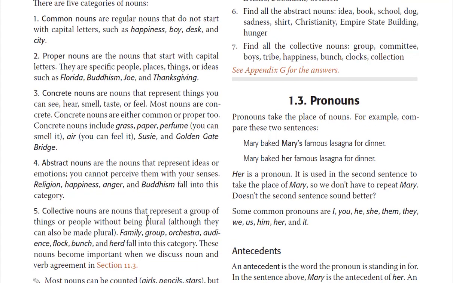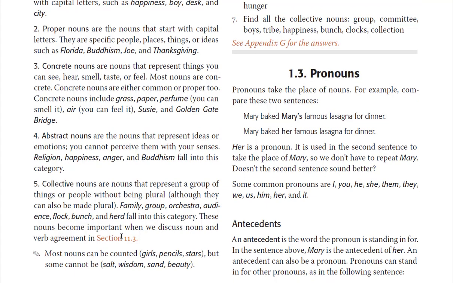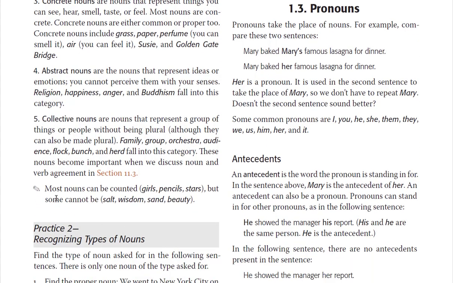Collective nouns are nouns that represent a group of things: family, group, orchestra, audience, flock, bunch, and herd. Although these nouns look plural, they are not plural and always take a singular verb when you have subject-verb agreement. Most nouns can be counted: girls, pencils, and stars. But some non-count nouns cannot be counted, such as salt, wisdom, sand, and beauty. You can't make these plural.